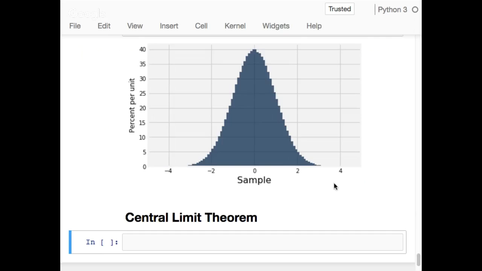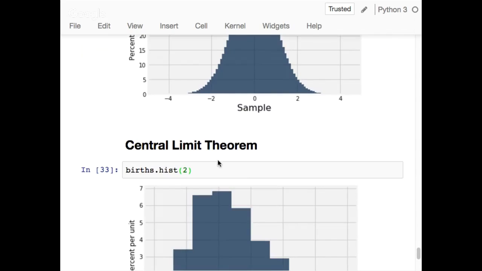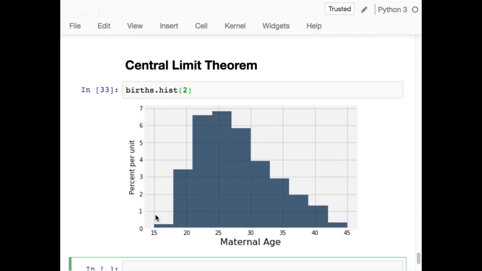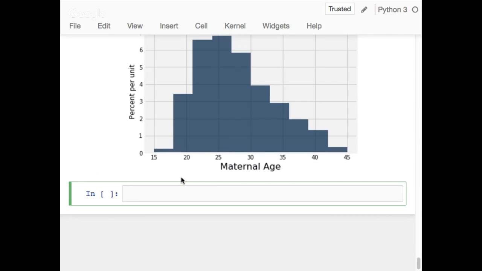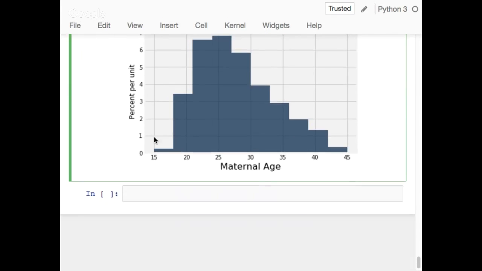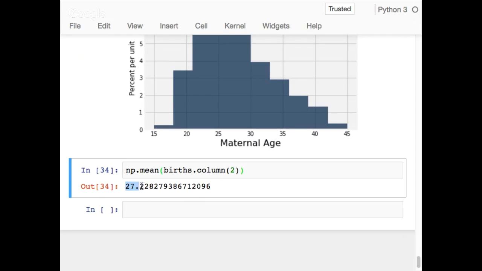I'll grab my notes. So let's take a look at the histogram of maternal age again. So here it is. Maternal age, the distribution looks like this. This is not really bell-shaped. It has a pretty long tail here, right? But if I were to draw some samples, first let me grab the average of this just to show you. So here I have np.mean, column 2, go. The average is 27.2.